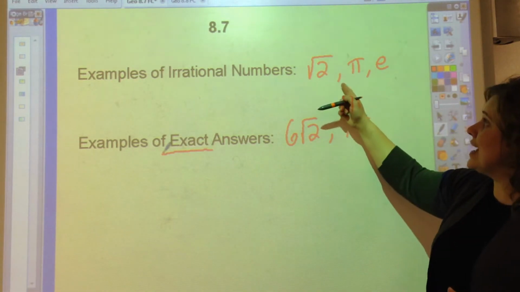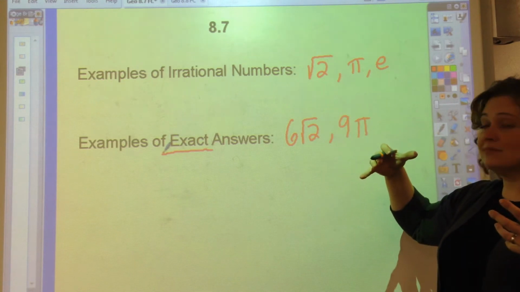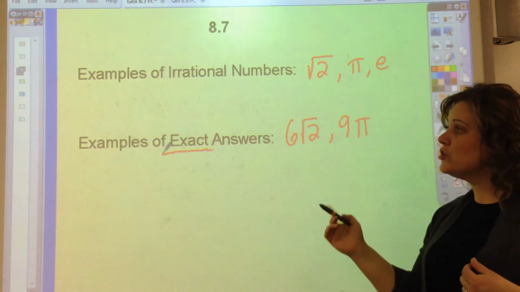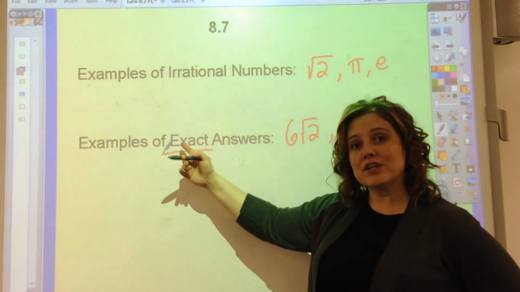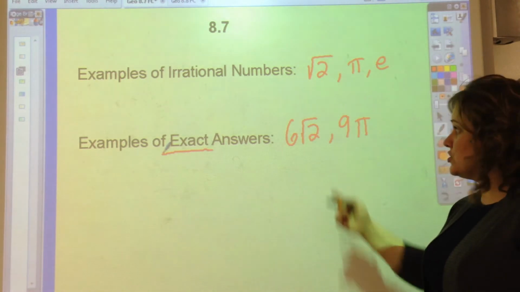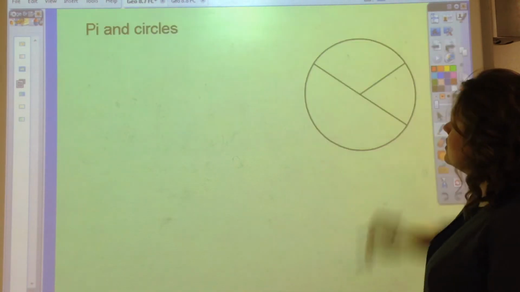If we want a decimal solution, then we will have to approximate. But whenever you see the directions ask for an exact answer, you're going to leave it in terms of these irrational numbers, just like this.